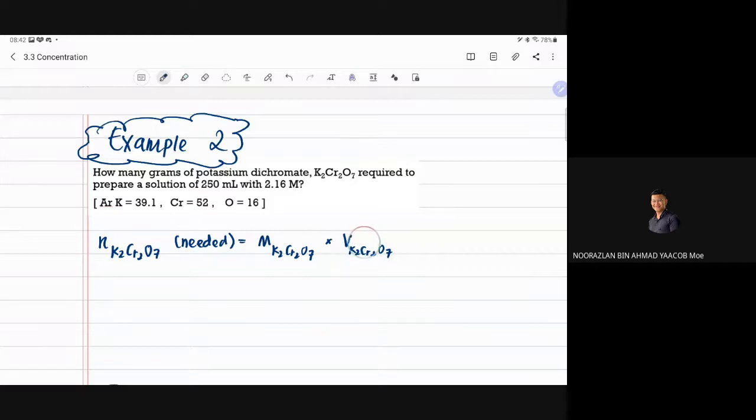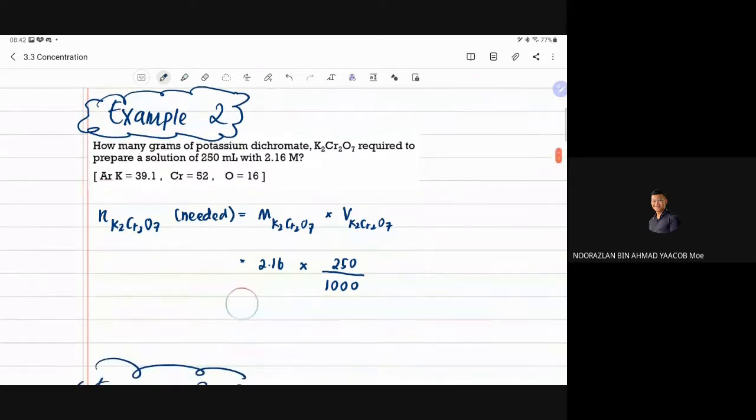We are given the V here. Okay. And then molarity dia is given also. Okay. So equals to molarity is 2.16 multiplied by the volume is 250 ml. However, we have to change it into liter. Untuk tukar kepada liter, we have to divide by 1000. So we will get 2.16 times 0.25. We should get 0.54 mole. Don't forget the unit, yeah? Do not forget the unit.